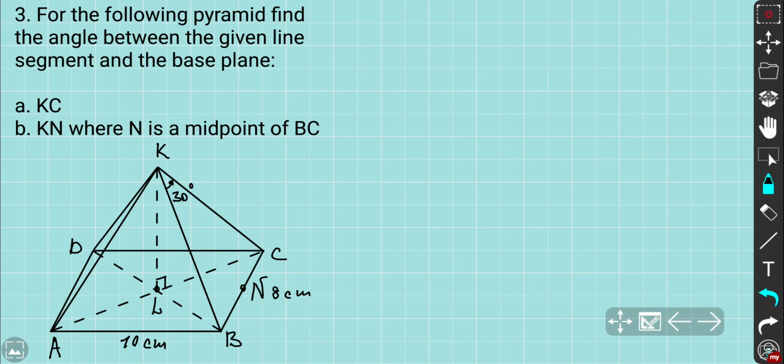I apologize, in question A there was a misprint. It stated KL, but KL definitely has 90 degrees, it's already shown on the figure. The actual question is to find the angle between the given line segment, which is KC, that slanted one, so basically the edge of the pyramid.